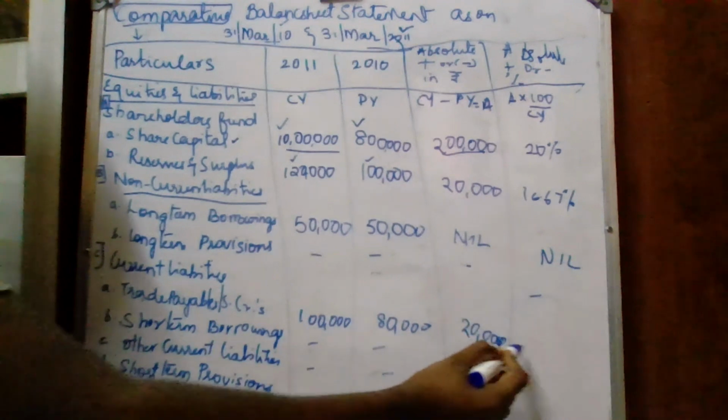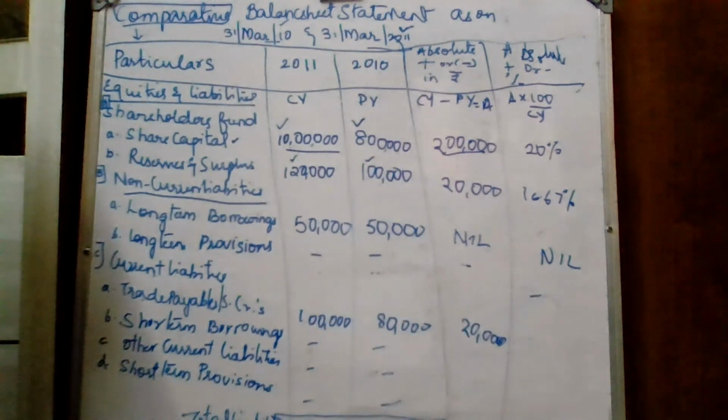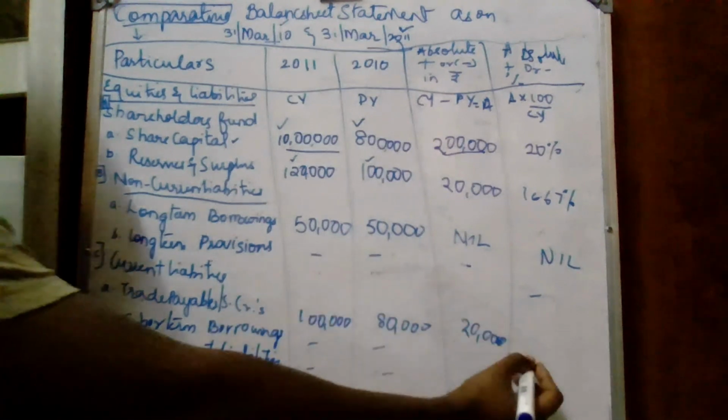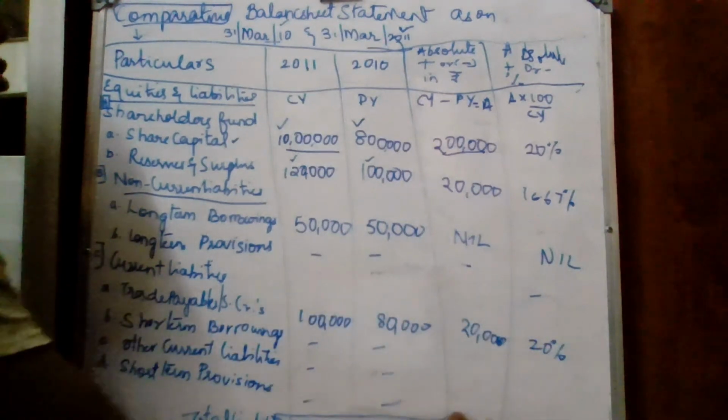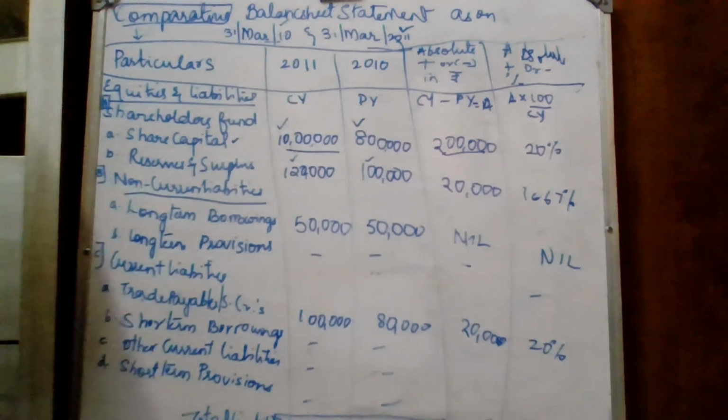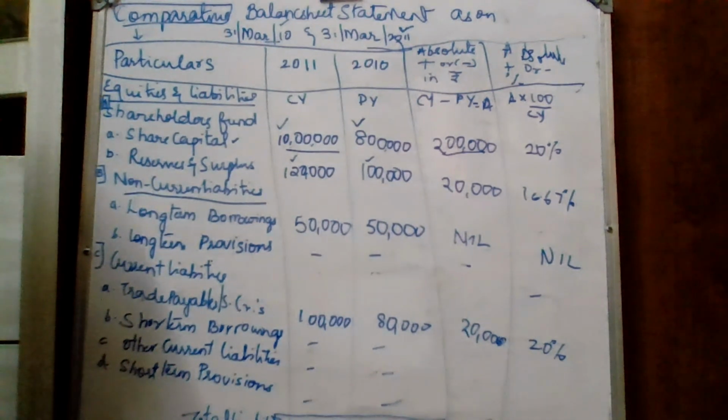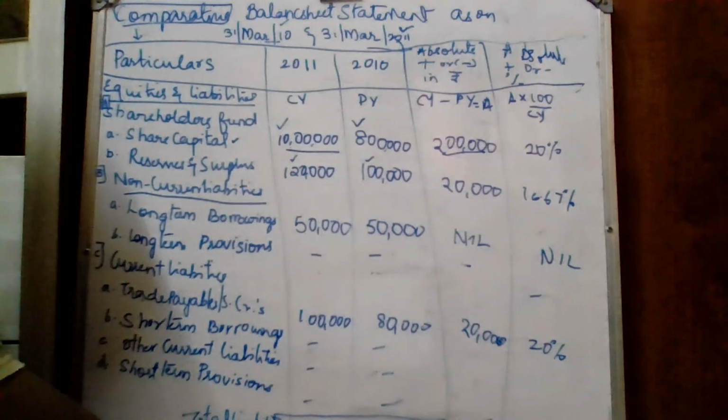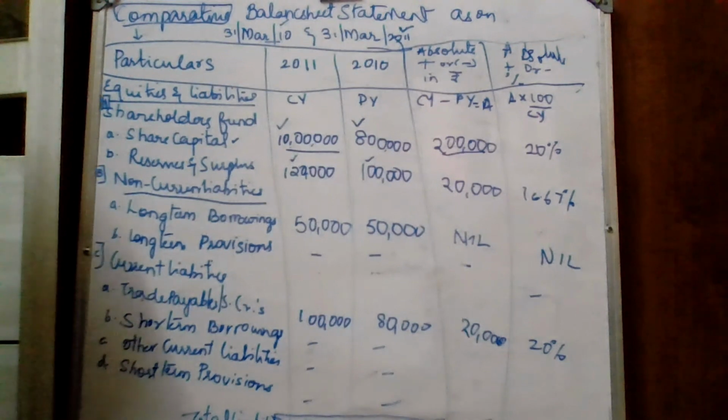Here we have again nil. Then we have sundry creditors. Sundry creditors is 20,000 divided by 1 lakh into 100. That will be 20%. You shall calculate the differential here also. 12 lakh 70 is the total liabilities of 2011 minus 10 lakh 30,000 in 2010. So we have 2 lakh 40,000. 2 lakh 40,000 divided by 12 lakh 70,000 into 100. We get 18.89%.